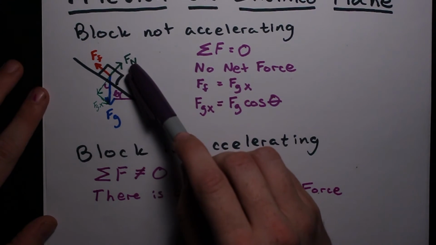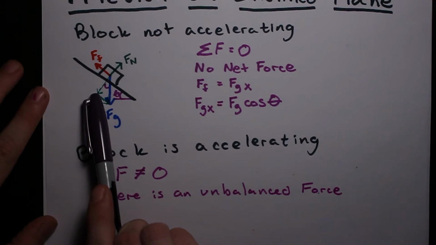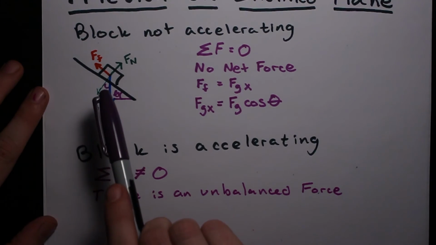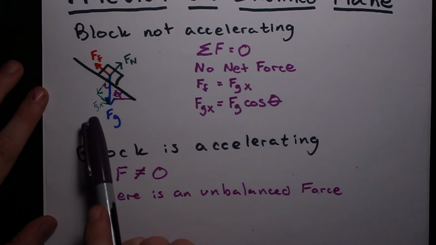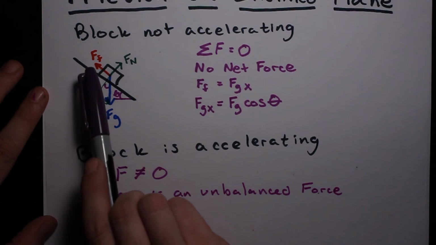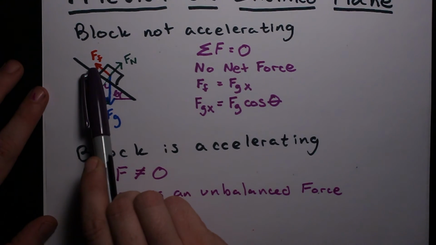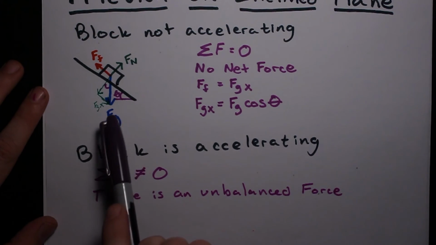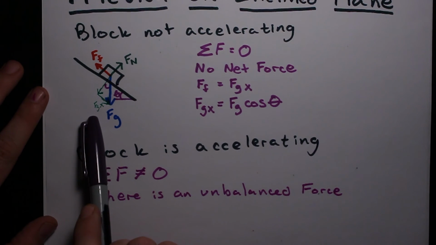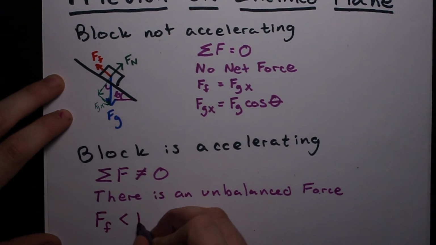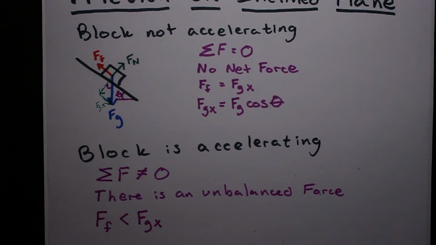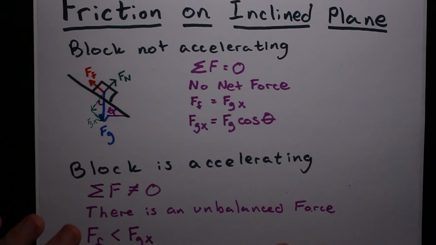And we know that the normal force and this FGY, this force that's opposite to it, are going to be equal and opposite. So that means that the only forces that would be unbalanced would be this FGX and this F of F, the force of friction. And if it's accelerating down the ramp, that means that the FGX, the force of gravity in the x direction, is going to be greater than the force of friction. So let's take this information and go solve some problems.